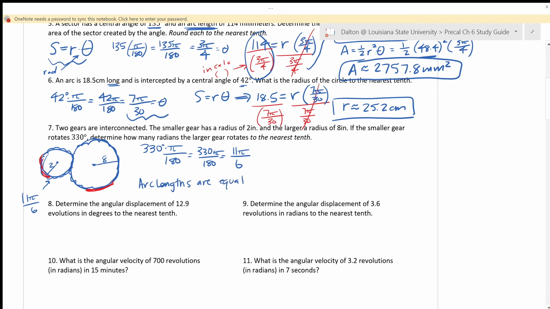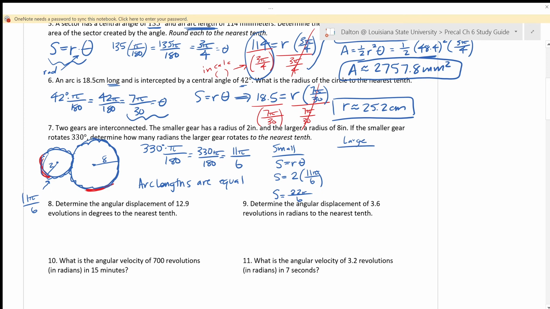So if the arc lengths are equal, let's go ahead and do the small gear first. I know S equals R times theta. We don't know what the arc length is, we just know that they have to be the same. So S equals the small radius, which is 2, times theta, which is 11 pi over 6, which means the small arc length is 22 pi over 6. I wouldn't get that as a decimal just yet because I'm going to use this arc length for the larger gear.